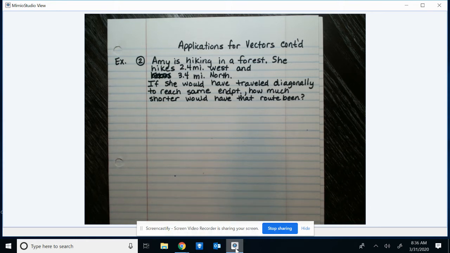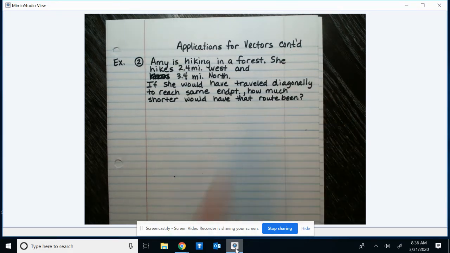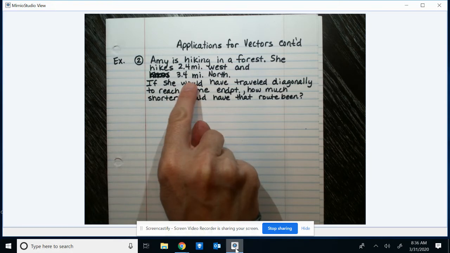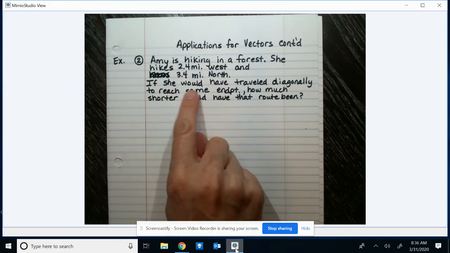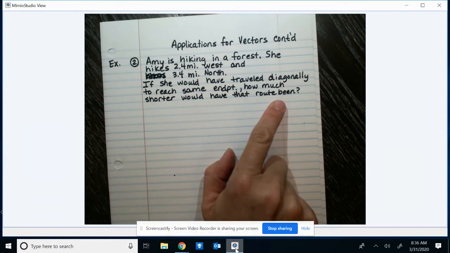Okay, I wanted to show a second example for applications of vectors continued. This is what I titled it. So this is just a second example. It says Amy is hiking in a forest. She hikes 2.4 miles west and then 3.4 miles north. If she would have traveled diagonally to reach the same endpoint, how much shorter would that route have been?